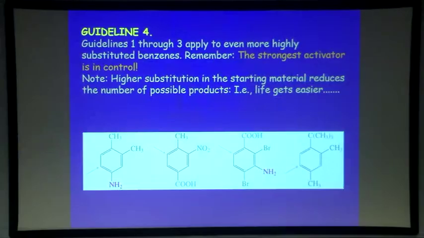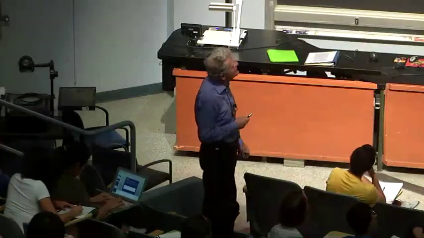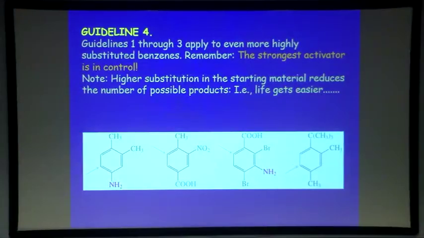And now if you put in four substituents, notice that means that four positions are blocked. There are only two positions left. So now there's really only just a 50-50 chance of getting it right or getting it wrong. But again, the strongest activator wins, and that is clearly amino. And both of the others are deactivating. So amino is ortho-para directing, the two orthos are blocked, only one compound, para to amino.